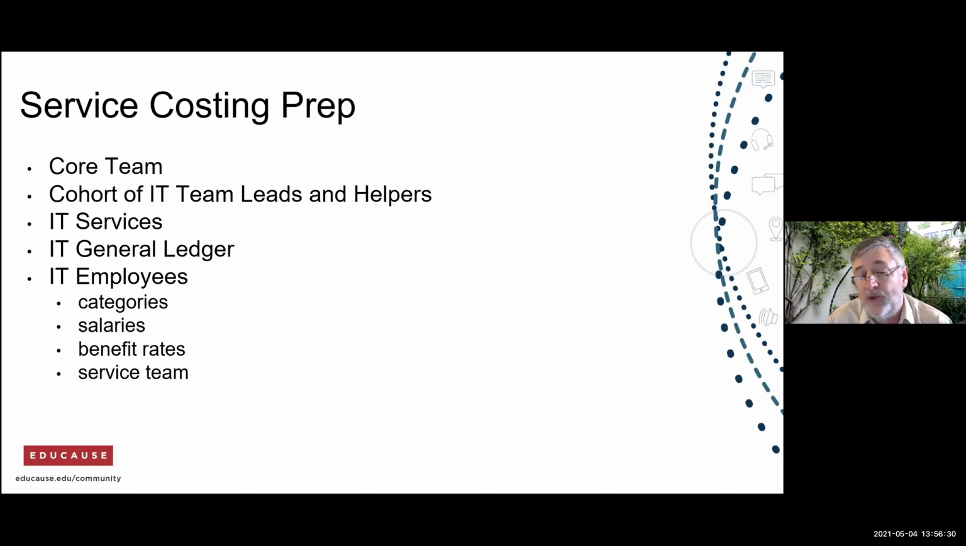And to prepare for the process, we need to sync up the costing tool with the changes from our IT service catalog. Our finance partner prepares an extract from general ledger of all IT accounts. And for employee information, we pull a report from our HR system and initially assign employees to IT service teams.